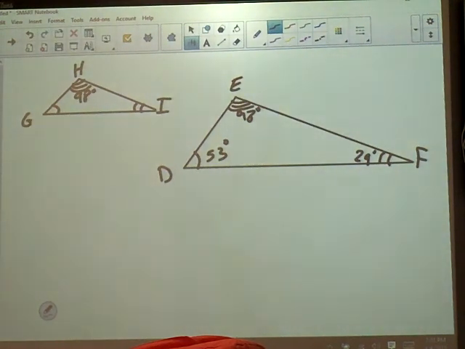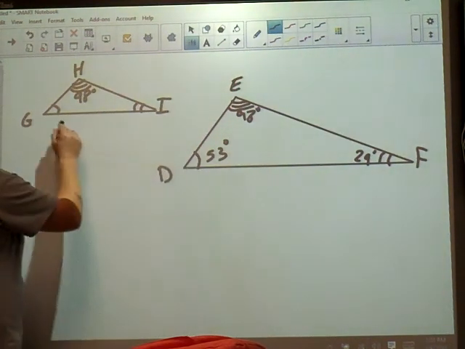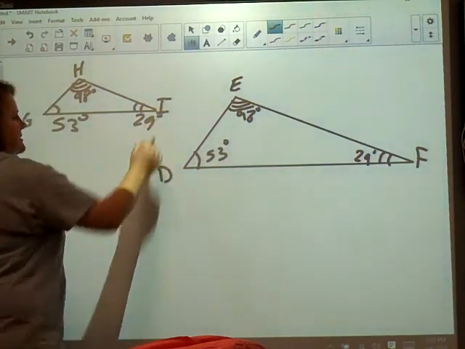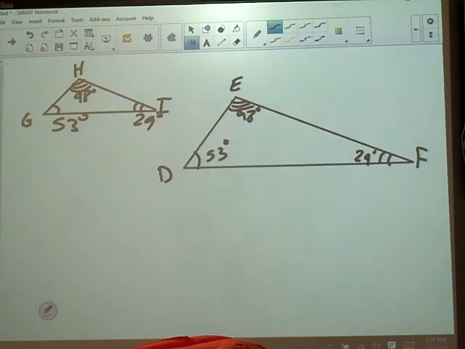rest of the question. Figure triangles DEF and GHI are similar. Find the measures of angles G and I. What do you guess? Okay, so this one's marked the same as that one, so it's got to be 53. This one's marked the same as that one, so it's going to be 29. Nothing to it. Everybody good? You just don't give yourself enough credit. You got it. All right, let's look at sides now.